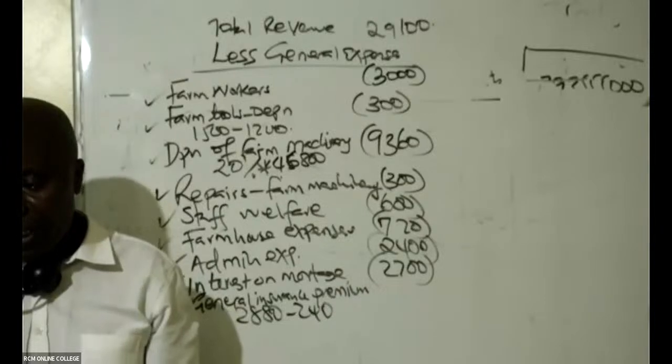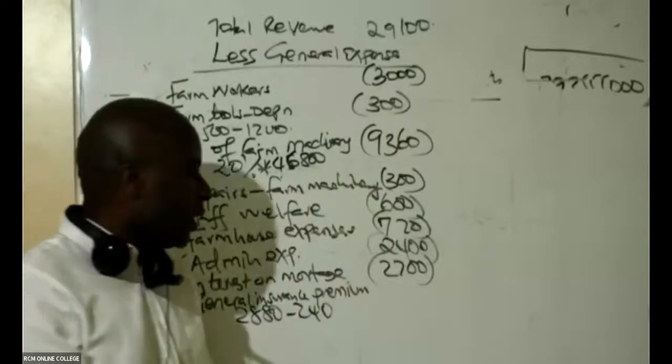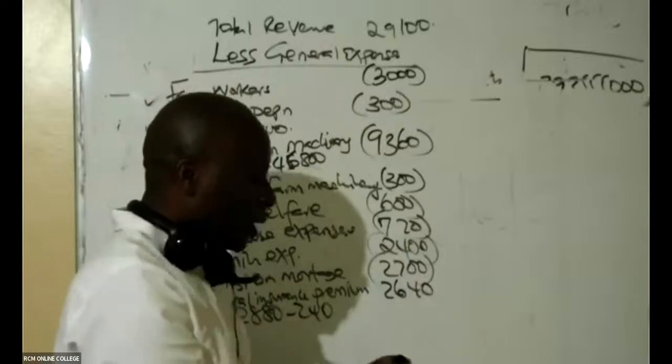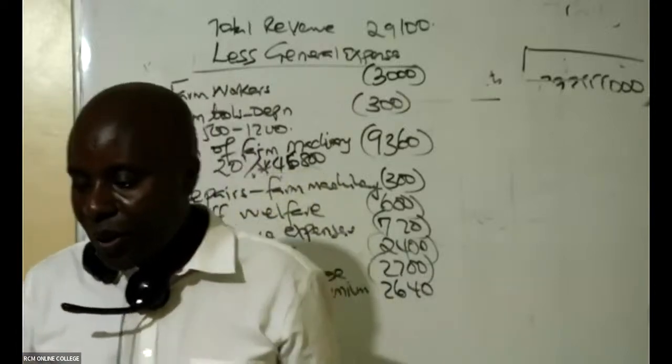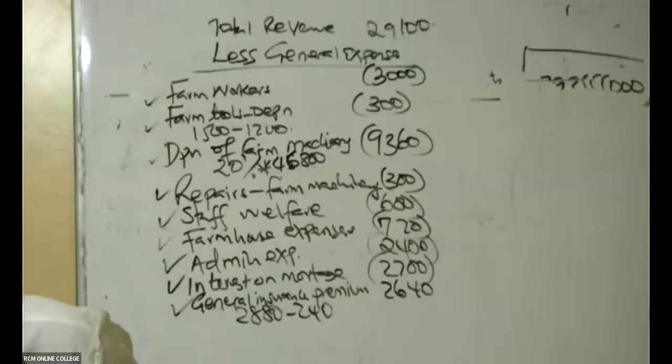Is anybody able to give me the general insurance expense for the year? 2640. Thank you so much. Then just continue with your trial balance.